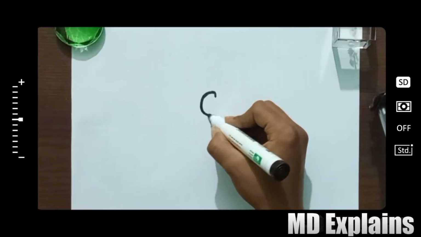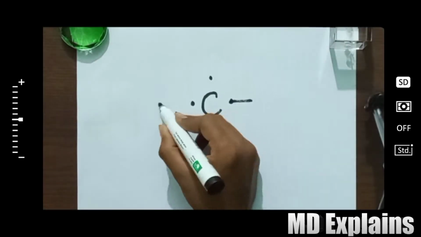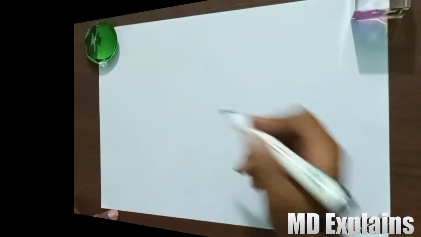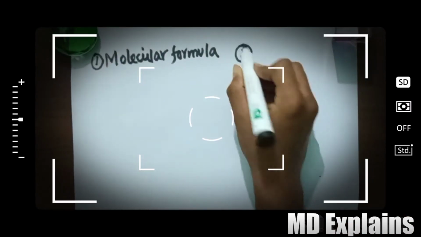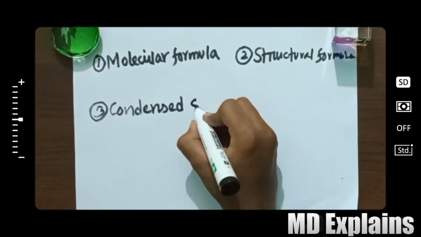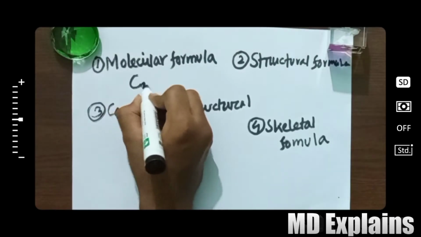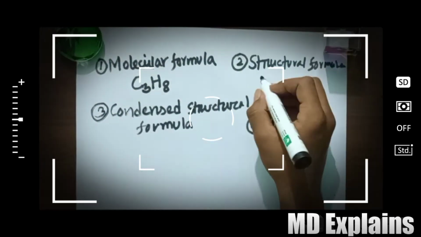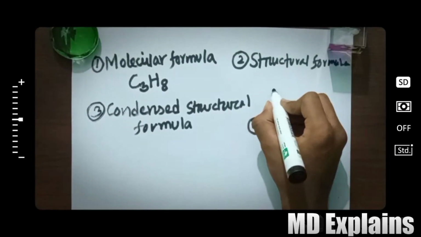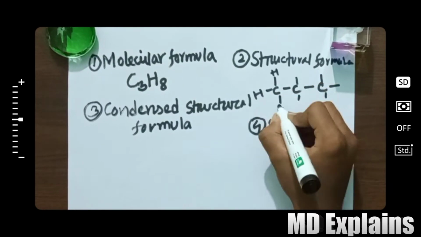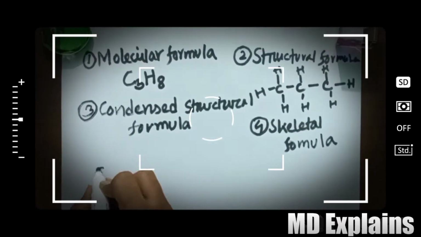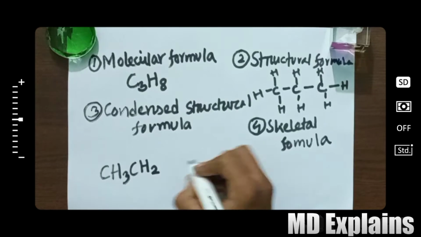Remember, carbon has 4 valence electrons, which means it could have 4 bonds. Knowing this, let's go over the 4 different ways a molecule can be represented. The first way is the typical molecular formula. The second way is the structural formula, which looks like a typical Lewis structure. The third way is called a condensed structural formula.